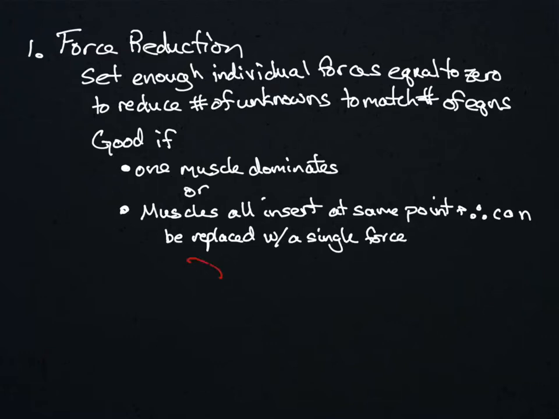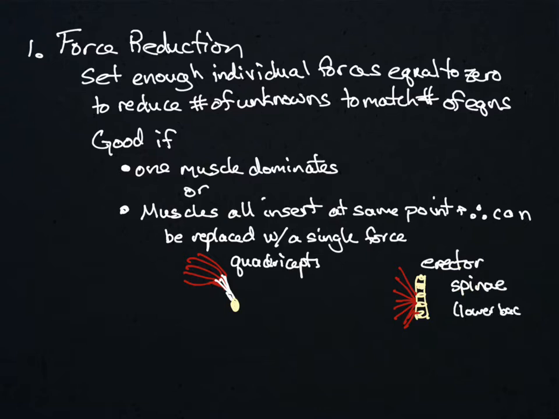A couple of examples of this are the quadriceps, where you've got 4 muscles, and the erector spinae, where you've got a lot of muscles that all insert at roughly the same place on the spine. So these are both examples of places where you could replace the group of muscles with a single force that models the whole group. Again, it limits your question. You can't tell anything about the individual muscle bundles, but it gives you a way to solve the problem mathematically and tells you something about what the forces are doing.